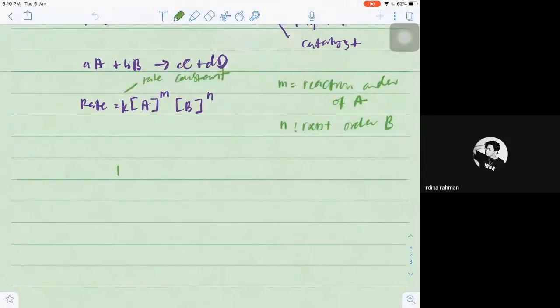Rate is equal to k [A] power of m [B] power of n. So we want to determine m first. So we choose just now experiment 1 and 2. So please refer to your textbook.